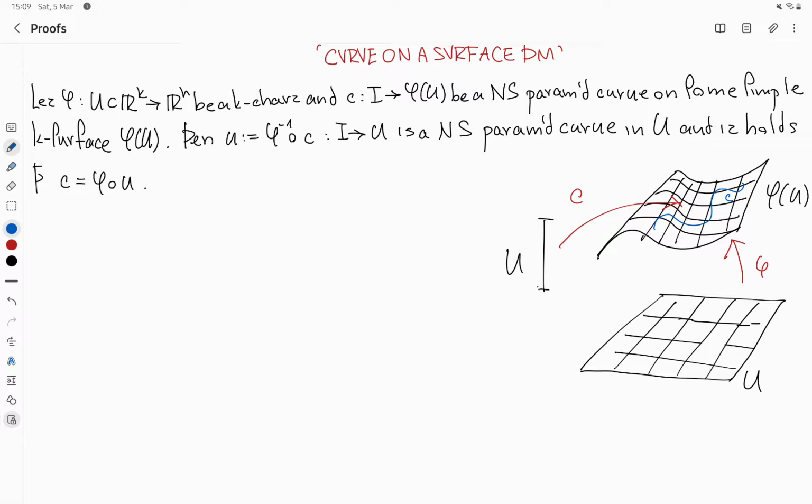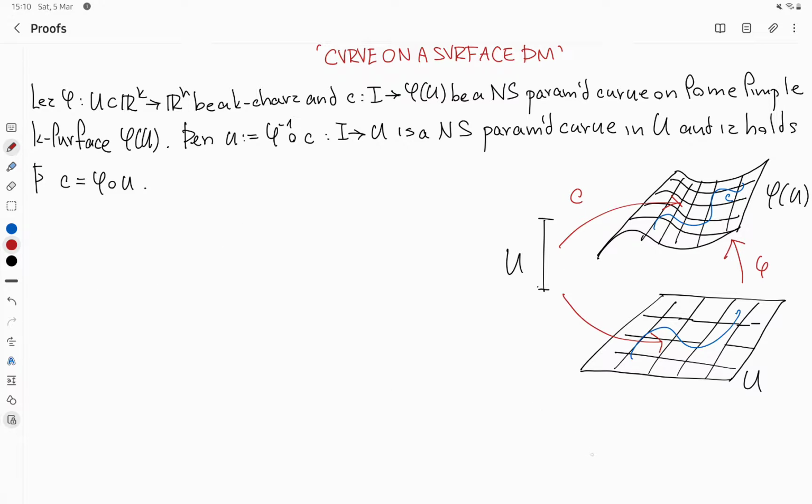Right, and finally we find some map u, which takes the interval I, maps it here onto C, and then this is mapped down here back to U. So we have a last map mapping the interval I down here. And now we claim that C, so this curve, can be obtained by mapping the interval I down here into the U space and then raising it up with phi up here, and that is the same thing.